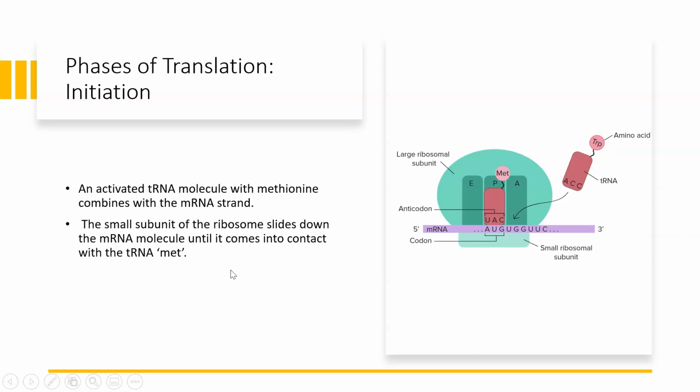That's that starter. The subunit of the ribosome slides down the mRNA molecule, so we're talking the small subunit, so that's going along the bottom, until it comes into contact with the tRNA, okay? So the tRNA met. The large subunit of the ribosome then joins the small subunit. They kind of connect over it.